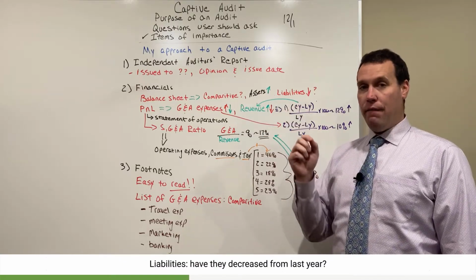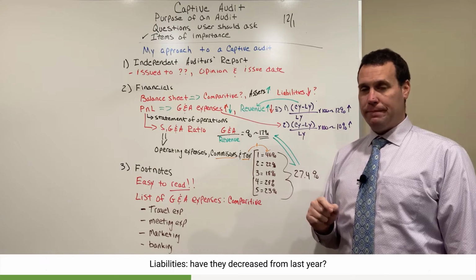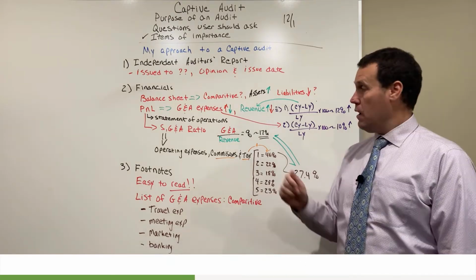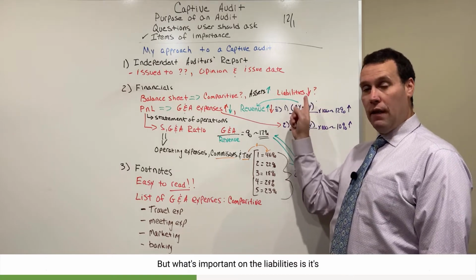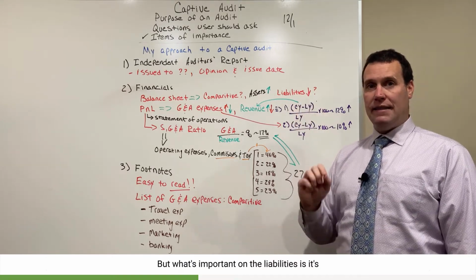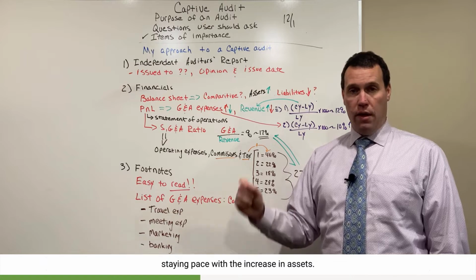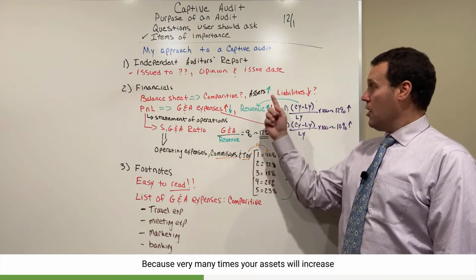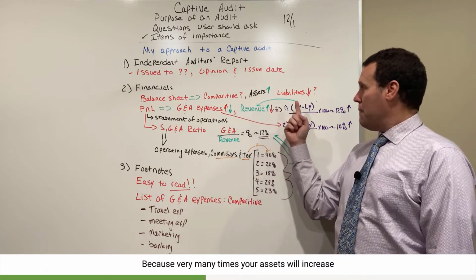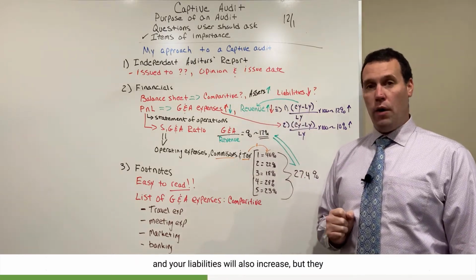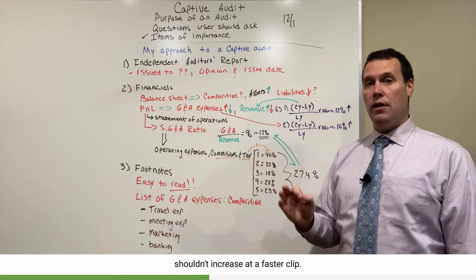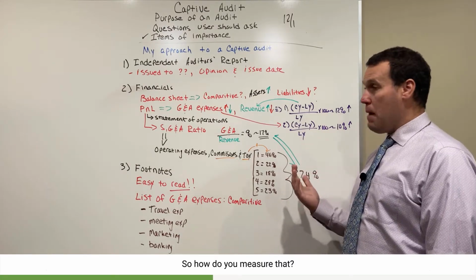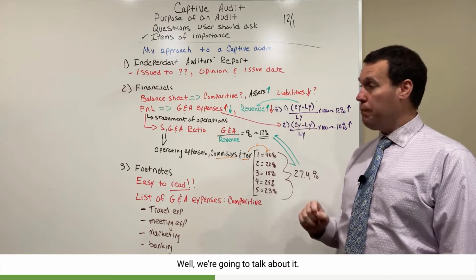Liabilities, have they decreased from last year? You would think that's important, but that's not necessarily important. What's important on the liabilities is that it's keeping pace with the increase in assets, because very many times your assets will increase and your liabilities will also increase, but they shouldn't increase at a faster clip. So how do you measure that? Well, we're going to talk about it.